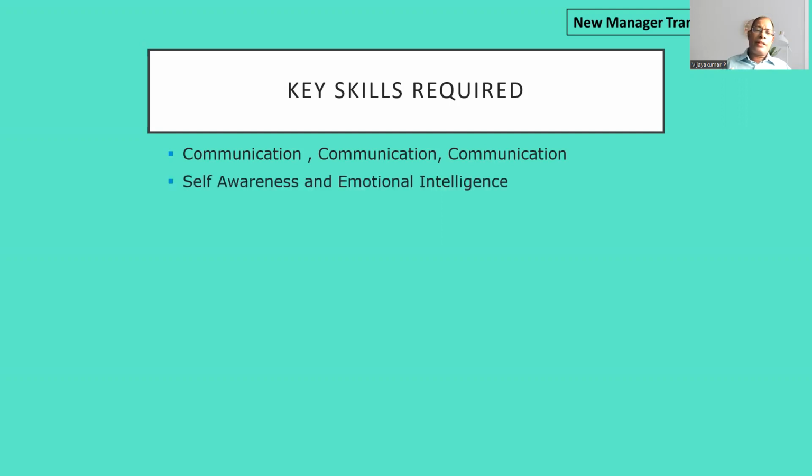And then the second one is self-awareness and emotional intelligence. When I say self-awareness, you should know what your strengths and opportunities are. At the same time, you also should know what your team's strengths are and what the opportunities are for the team. As a manager, you should be able to know each and every team member, what they are good at and what they are not good at, and how you can develop them.